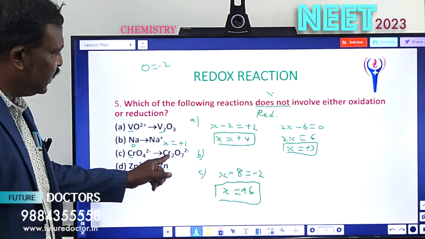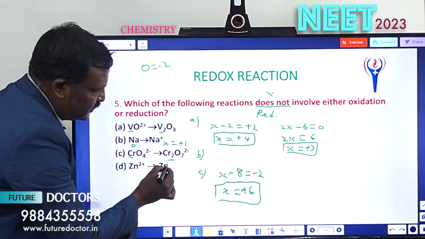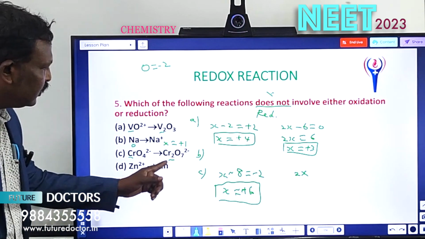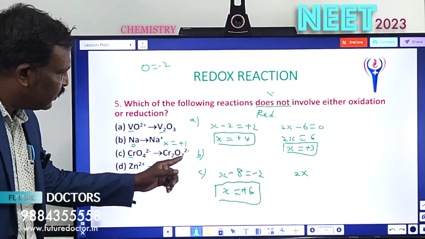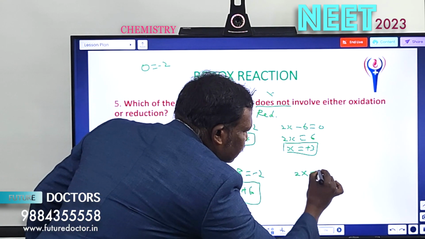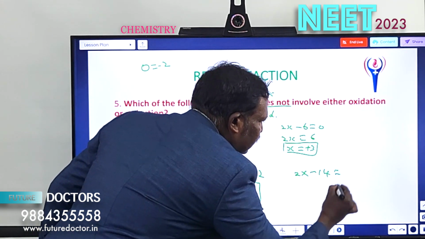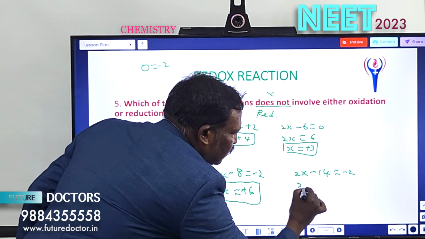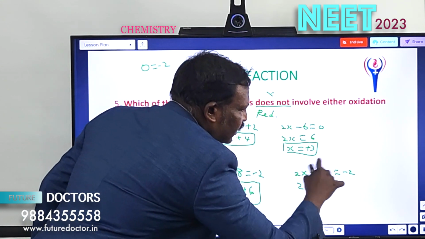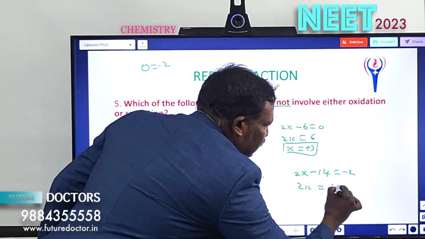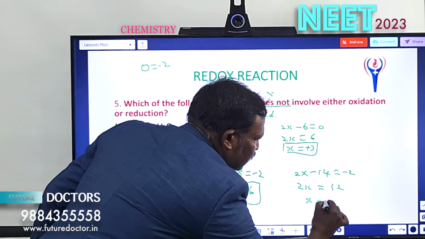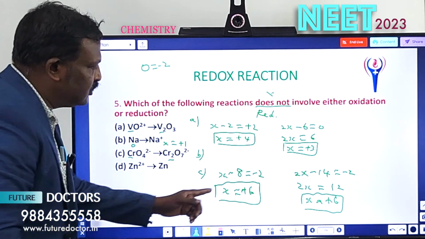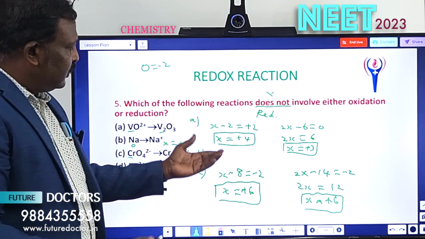Then come to the right hand side. Cr2, so 2x. We consider 2x. Then as usual, 7 into minus 2, minus 14, which is equal to minus 2. 2x is equal to 14 minus 2, 12. x is equal to plus 6. Understood? This also plus 6. So this is the correct answer.